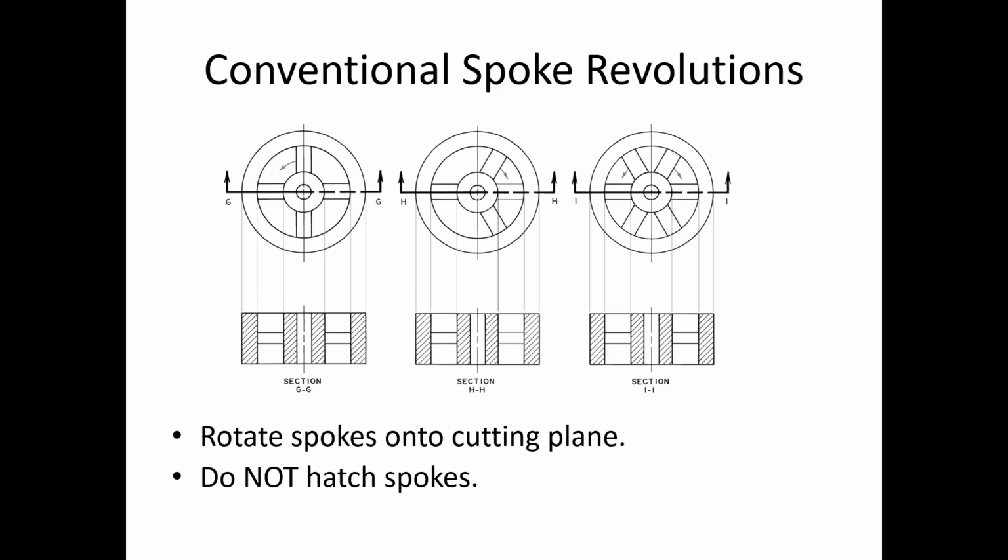Good question. So we have four spokes on the right, three spokes in the center, and then six spokes on the right side. And all the section views look the same, regardless of what's going on.